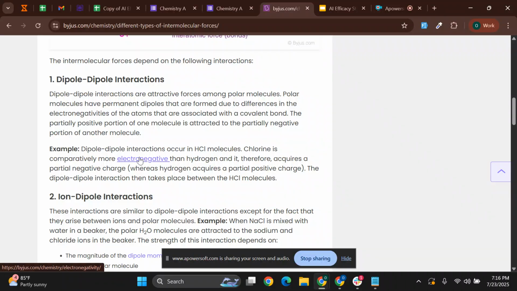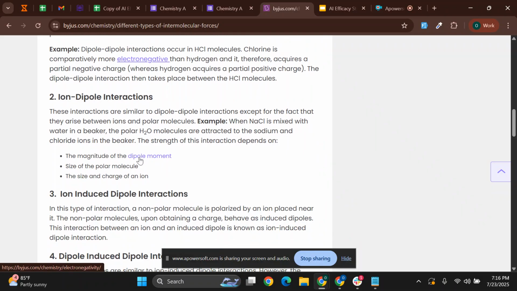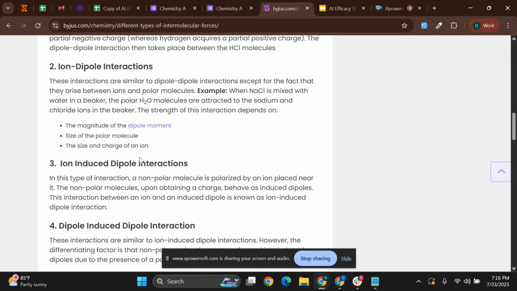Dipole-dipole interactions are attractive forces among polar molecules. Polar molecules have permanent dipoles that are formed due to the difference in electronegativities of the atoms associated with the covalent bond. The partially positive portion of one molecule is attracted to the partially negative portion of another molecule. Dipole-dipole interaction occurs in HCl molecules. Chlorine is comparatively more electronegative than hydrogen, and it therefore carries the partial negative charge.